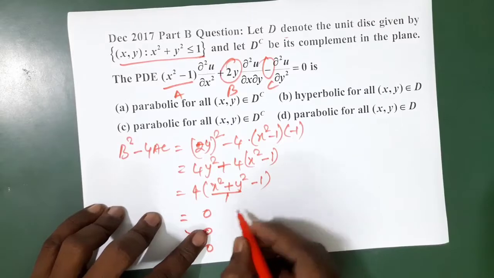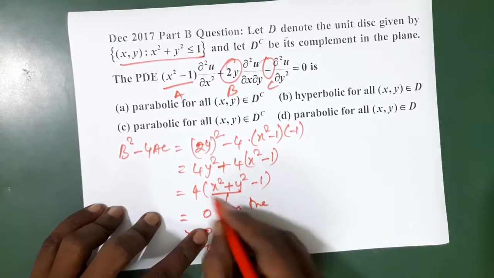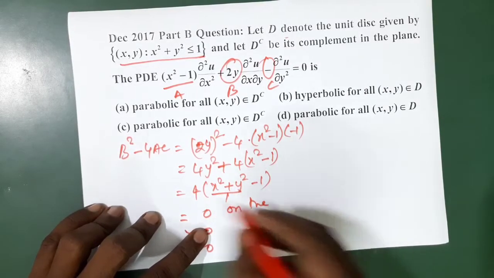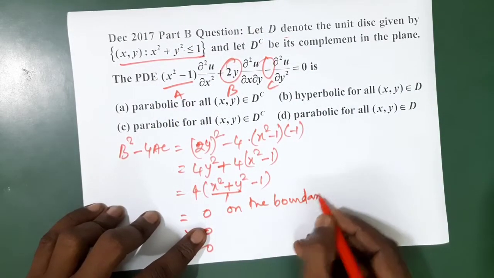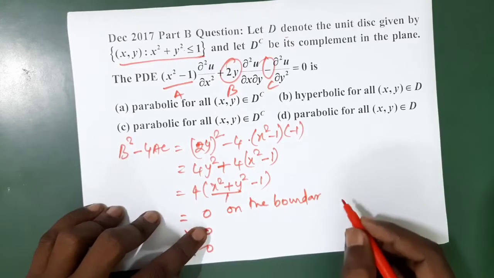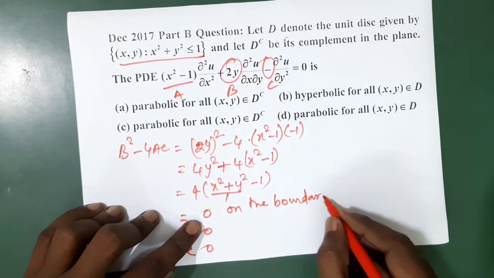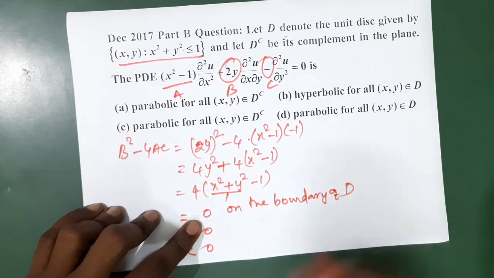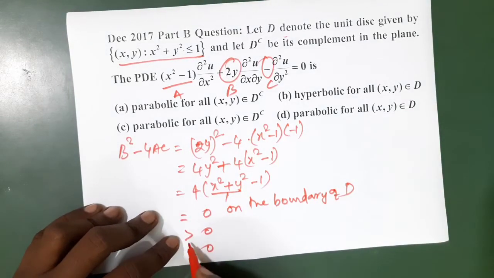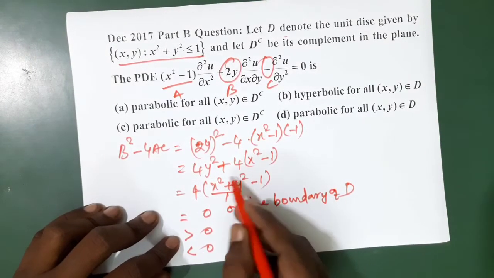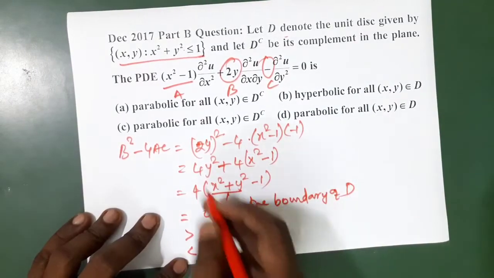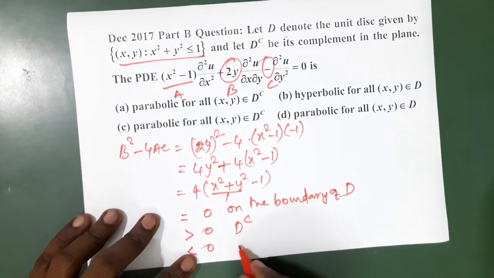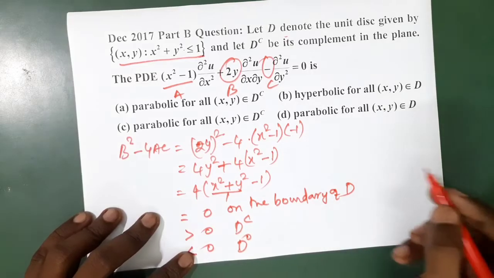So what do we have on the boundary? When is it possible? x square plus y square equal to 1 means on the boundary of the disk, the unit boundary of D. And this is greater than 0, positive, that is, greater than 1 for complements. And this is less than 0 for inside the disk. Inside the disk is denoted by D naught.